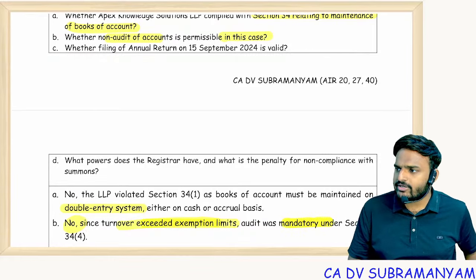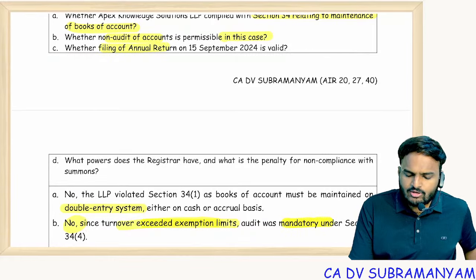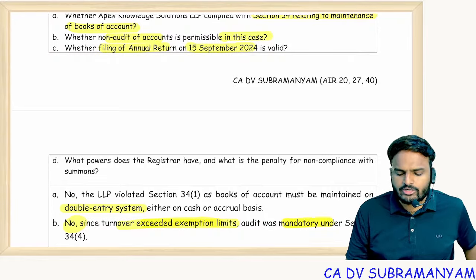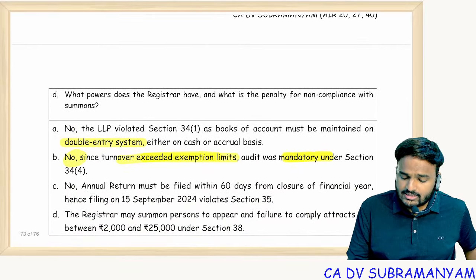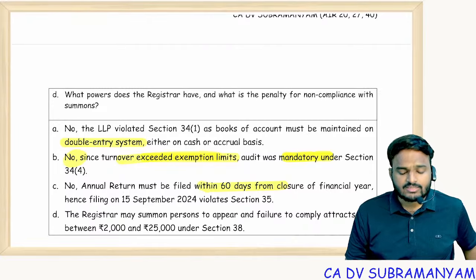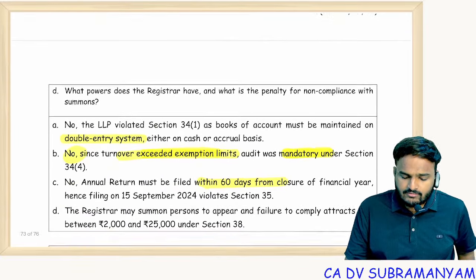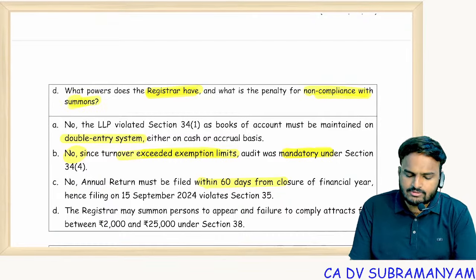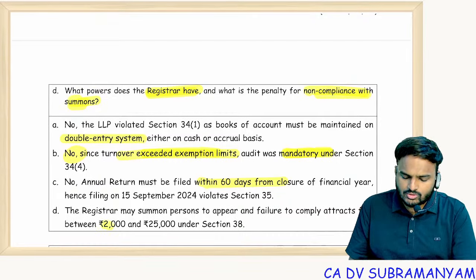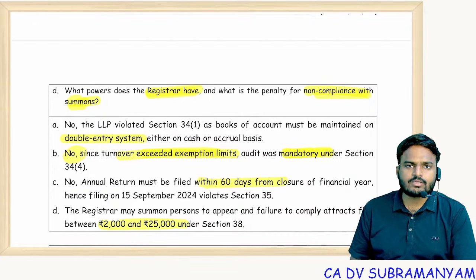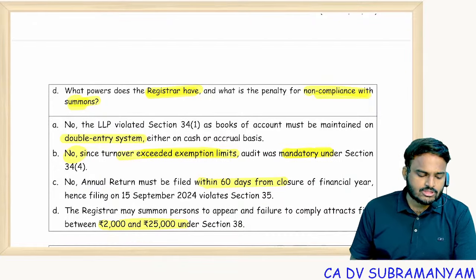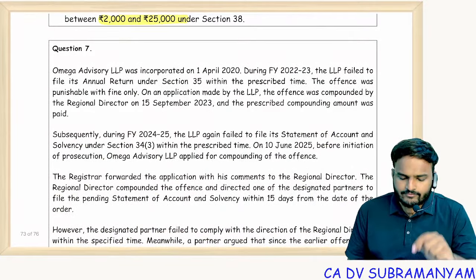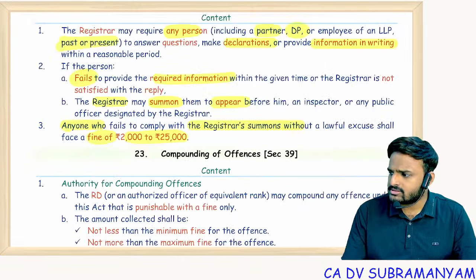Audit was mandatory. Whether filing of annual return on 15 September 2024 valid? No. Why? That is after 60 days. What powers does registrar have and what is the penalty for non-compliance with the summons issued by the registrar? 2,000 to 25,000. So this is also one exceptional question. We are left with 3 more questions and minute concepts, small concepts.